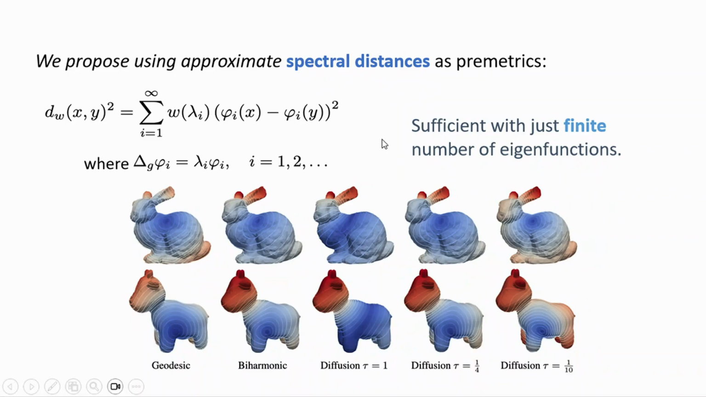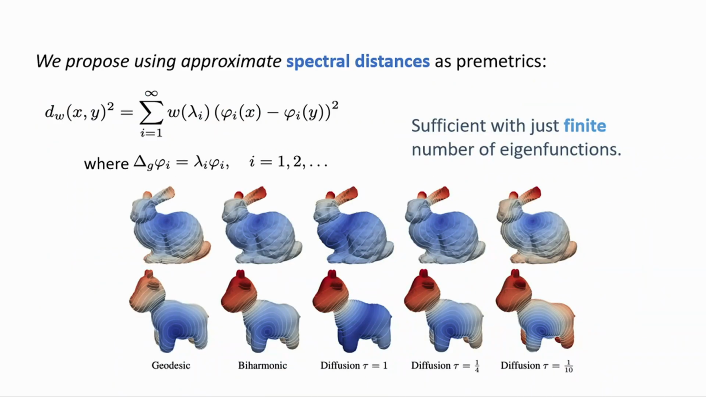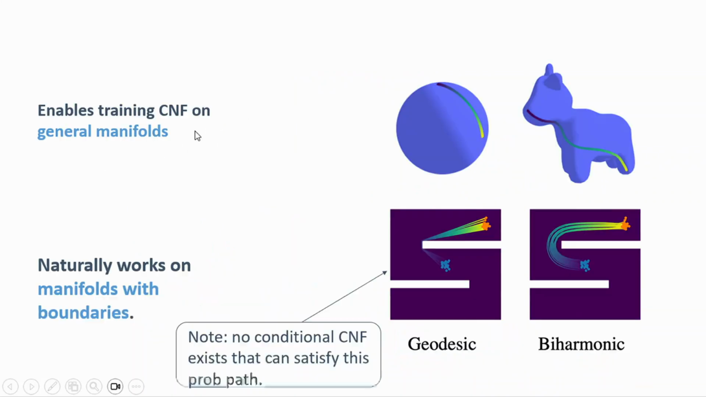So it's showing that with the proper choice of these pre-metrics and scheduling, it's able to perform pretty well in certain cases. And the types of weighting and the basis that they found to be the best for solving complex geometry problems is called biharmonic.